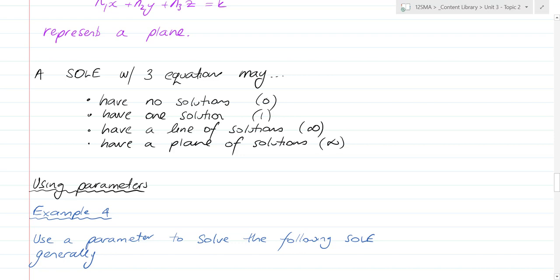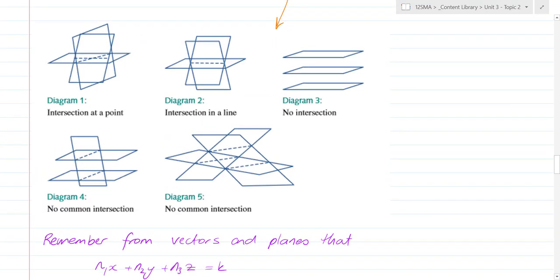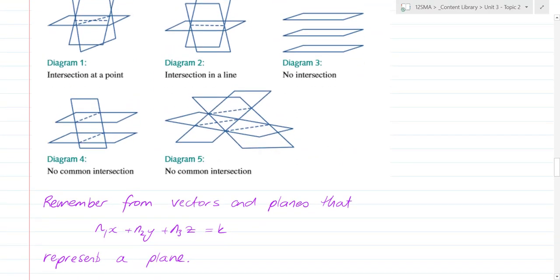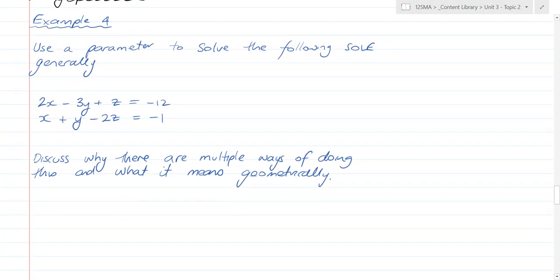So here are the options. And you remember I mentioned this before. With 3 equations, you may have no solution, 1 solution, an infinite number of solutions where that is a line of solutions, or an infinite number of solutions where that's a plane. For there to be a plane of solutions, the 3 planes have to all be the same plane. That way they all meet on the same plane. For there to be a single line of solutions, you rotate them around, like this top one here, diagram 1. Diagram 2 gives you a line of solutions. And then diagrams 3, 4 and 5 give you no solutions.